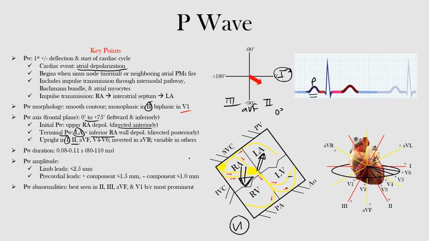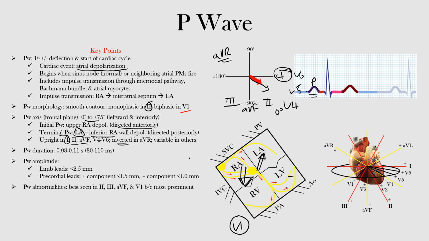It's going towards 2 and AVF, another inferior lead. And then we have V4, V5, and V6. Imagine on our horizontal plane, we have V4 here, V5, and V6, so it should be upright in those leads as well. And it should be inverted in AVR. Why is that? Well, we have a depolarization wave heading this way, and AVR is here, so it's heading away from it. That's why we see an inverted P wave in lead AVR during sinus rhythm. In all the other leads, it could be variable. It could be isoelectric, positive or negative, or even biphasic.